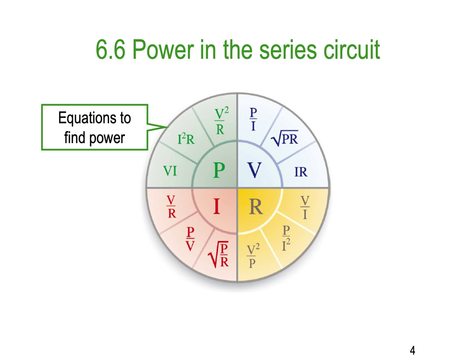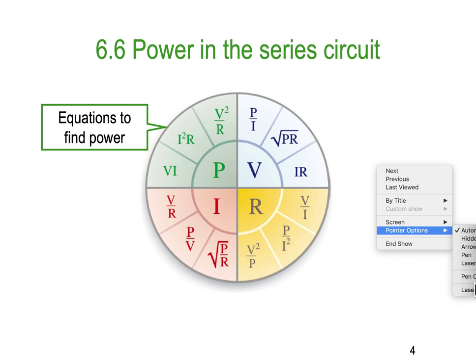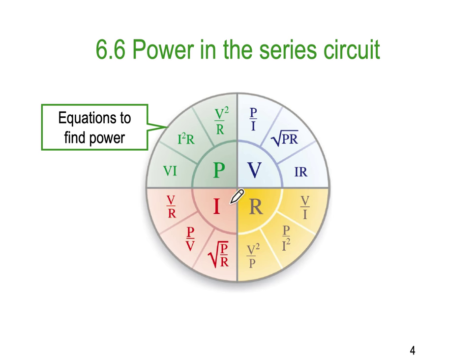So power in a series circuit, and I'll just turn my pointer on, and in our Ohm's law wheel, this is the segment we're looking at. So we're going to be looking at power as it relates to voltage and current, power as it relates to current and resistance, and then finally power as it relates to voltage and resistance. So there are three different relationships for power, just like there are for all the other aspects of Ohm's law, but these are the three we're going to look at specifically.